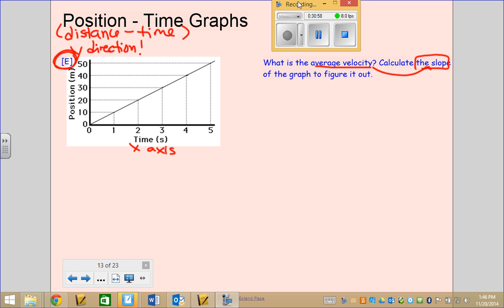So if I'd like to figure out slope, it's always the change in y over the change in x. On this particular graph, since the y-axis is position, I'm going to do final minus initial position over final minus initial time. So I'm doing the same thing, but instead of distance, I have position.